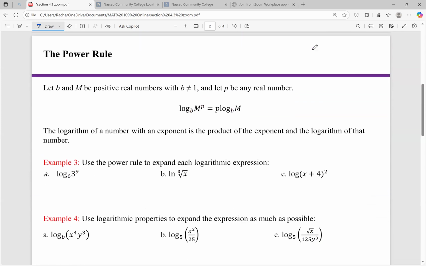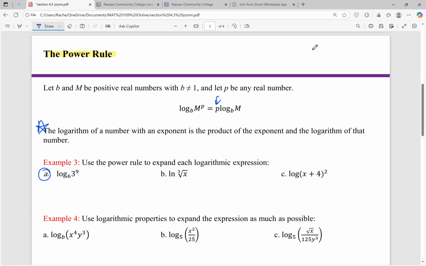And we have one more rule. We have the power rule. So the power rule we're going to use a lot. So it says if I have log base b of m to some power p, I can rewrite that exponent as a factor, as part of a product. So p times log base b of m. So the logarithm of a number with an exponent is the product of the exponent and the logarithm of that number. So for example, look at example 3.